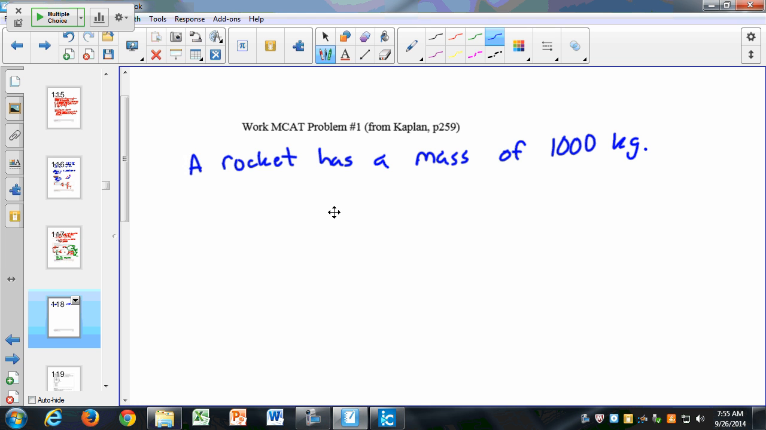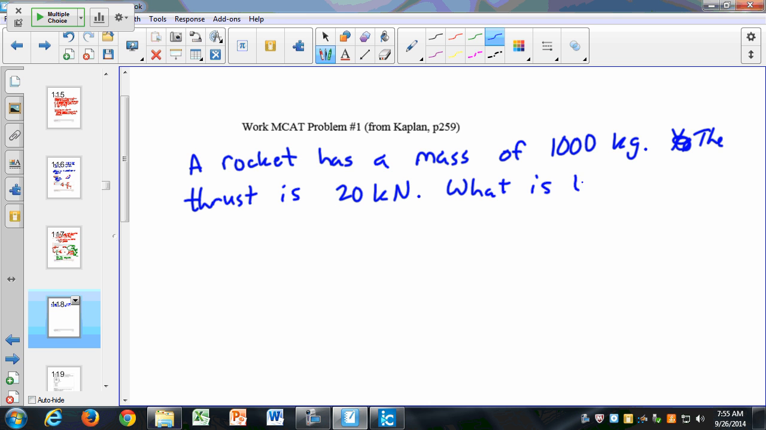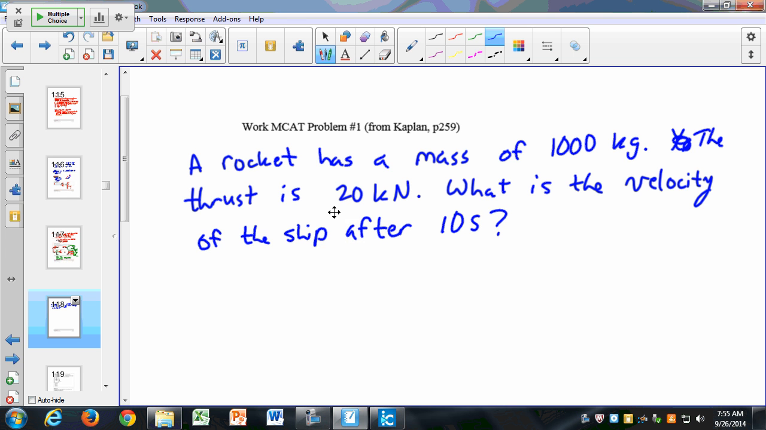Right. The thrust on the ship is, say, 20,000 newtons, 20 kilonewtons. What is the velocity of the ship after 8 seconds? Or let's make it 10 seconds. What is the velocity of the ship after 10 seconds?